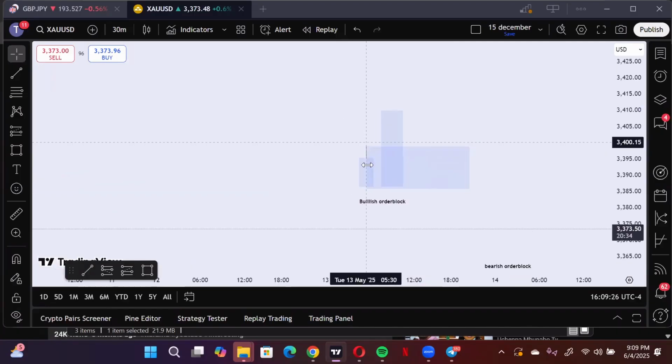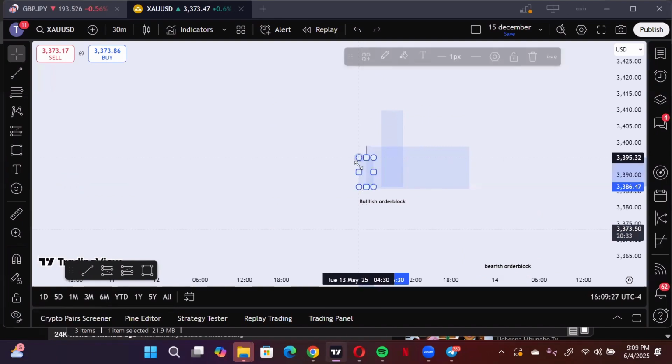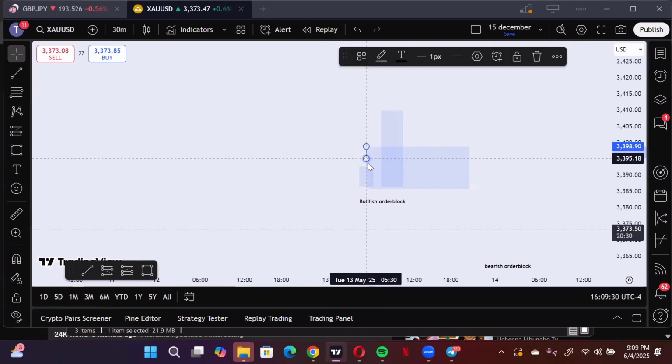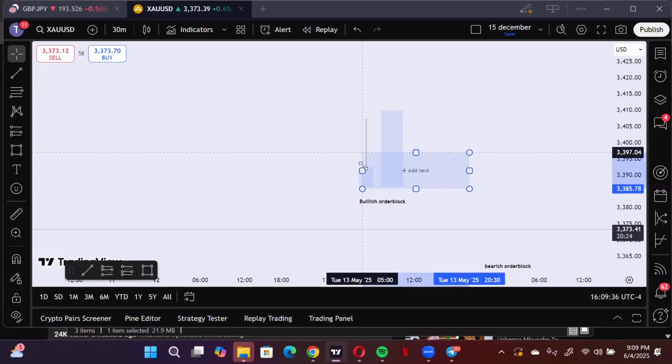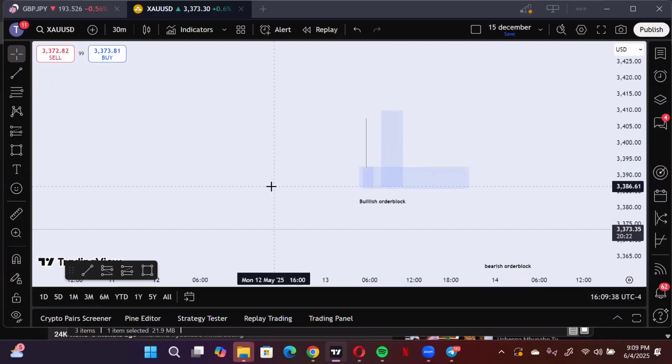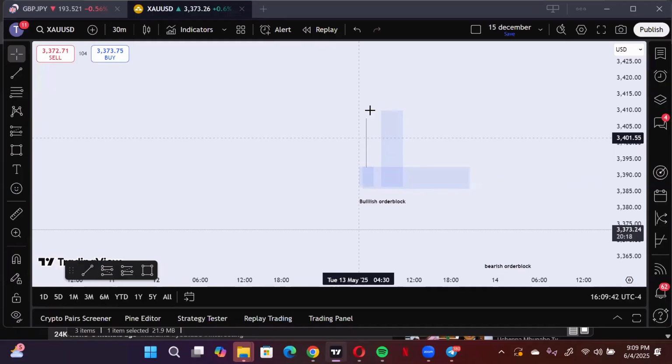But in a scenario where the body of the order block is really small, let's say it's small like this, and the wick of the order block is longer than the body, if you want to pick your entry, you pick it from the body of the order block. That's if it has wicks. If the wick is very small, you pick your entry from the wick. If the wick is longer than the body, then you pick your entry from the body of the order block. Are you guys following me?